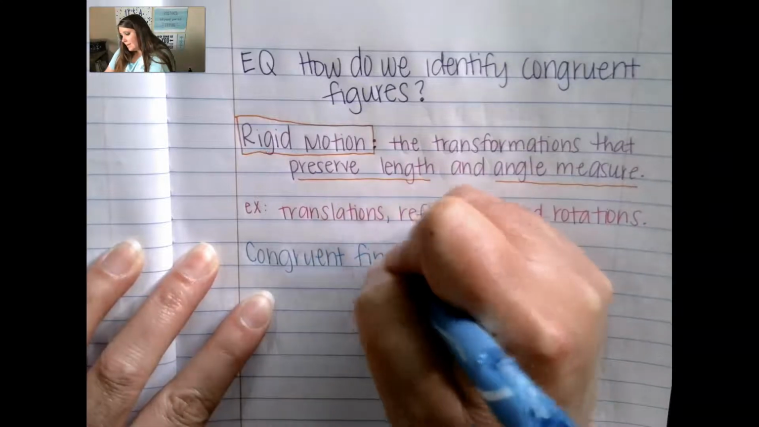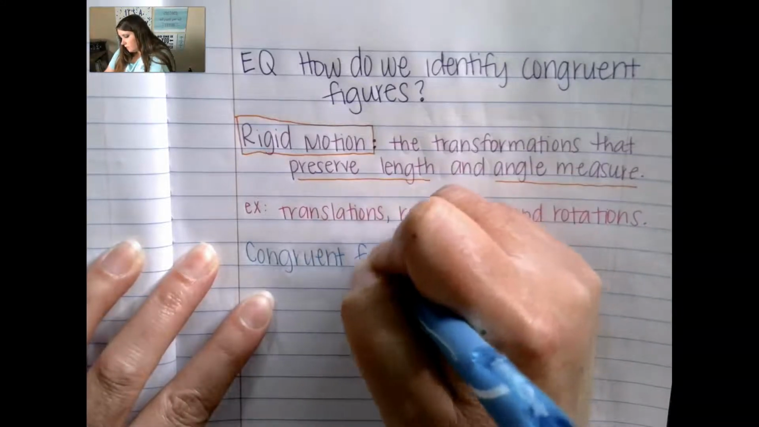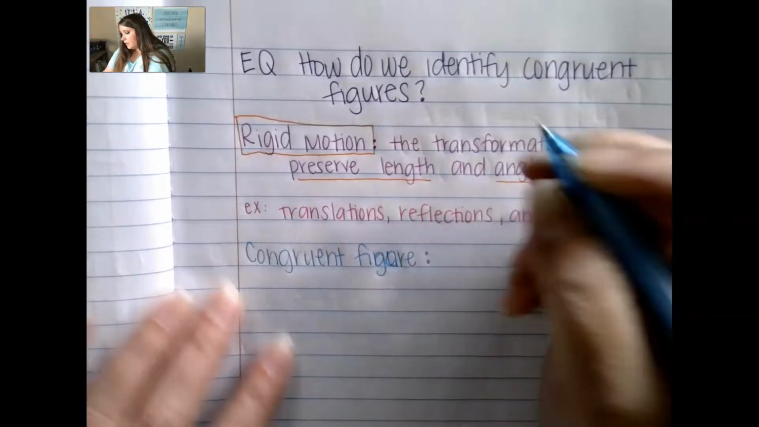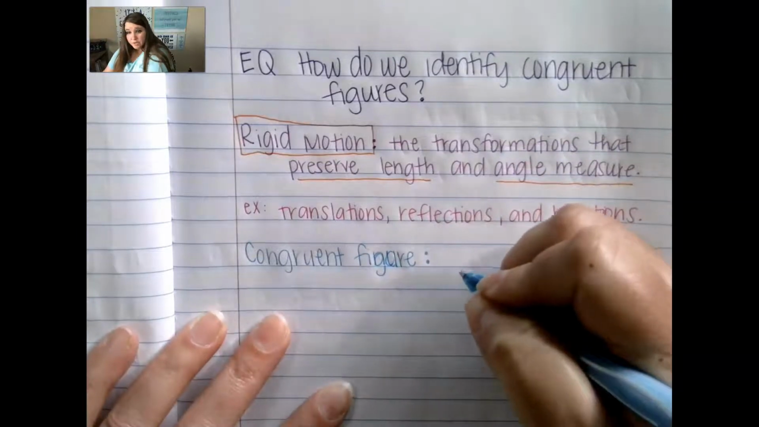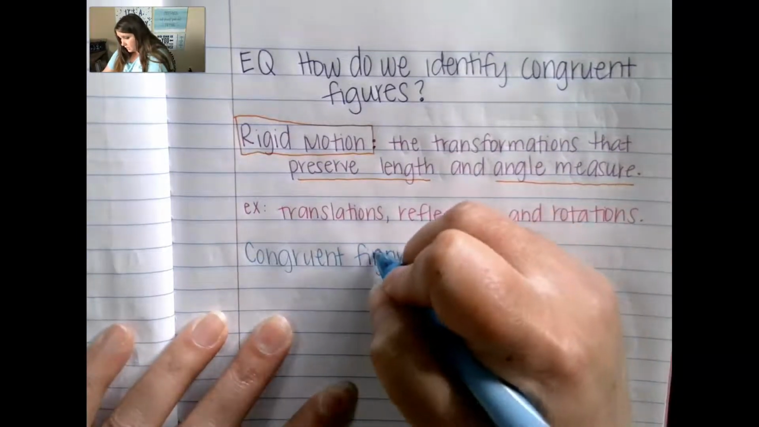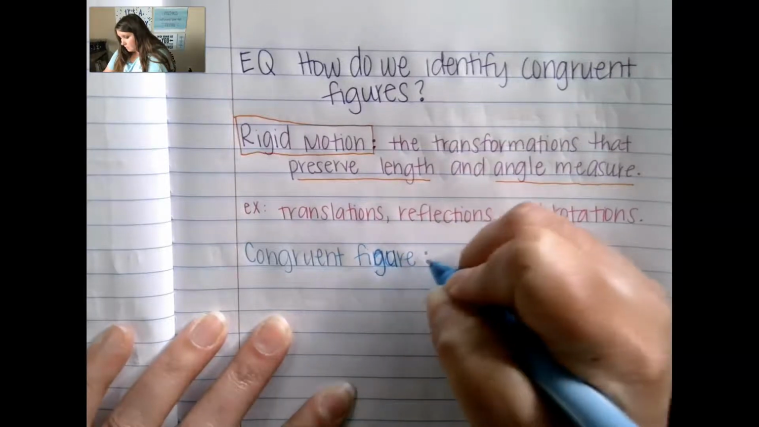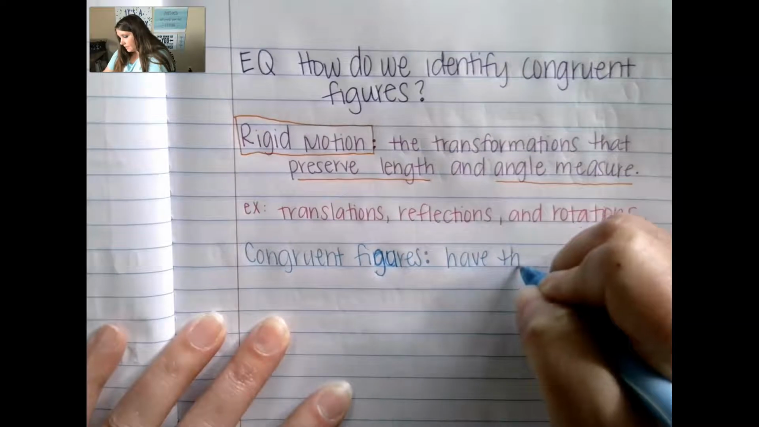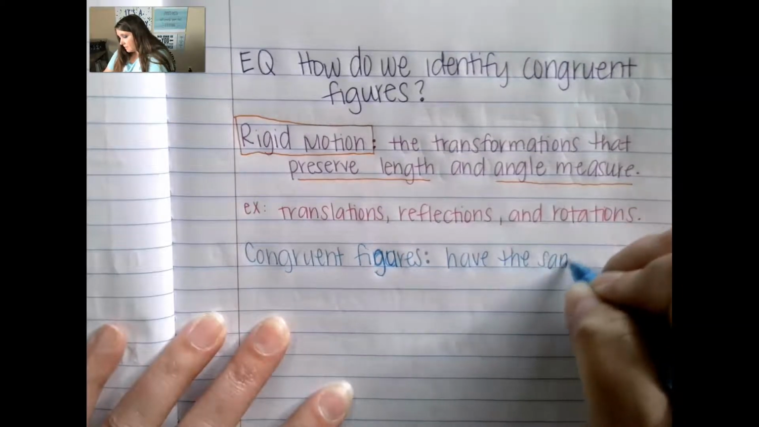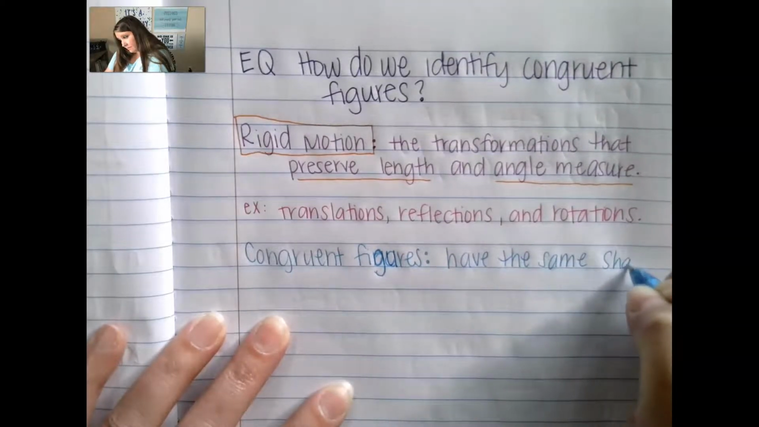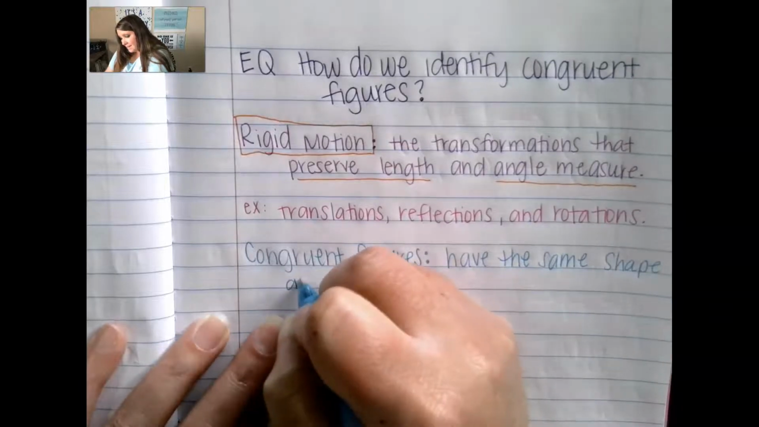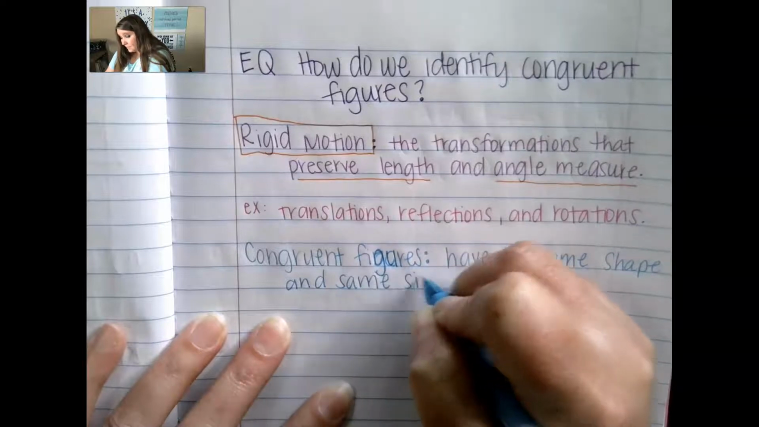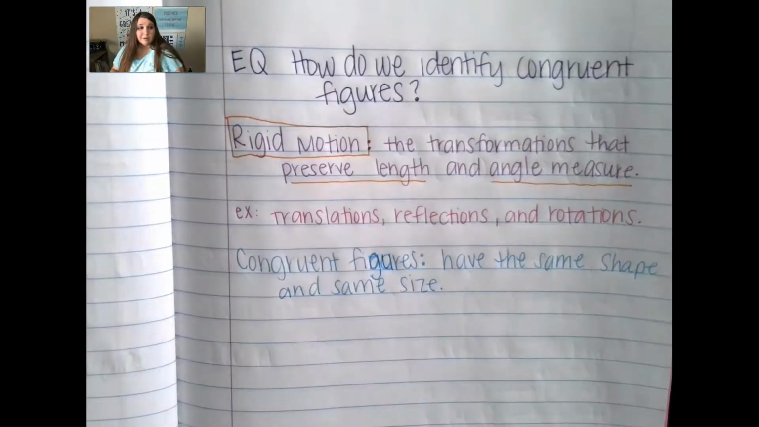Oh my gosh, I can't spell today. A congruent figure, or two congruent figures, that is a G, and that's a U. So congruent figures have the same shape and same size. Okay, so they are the same.